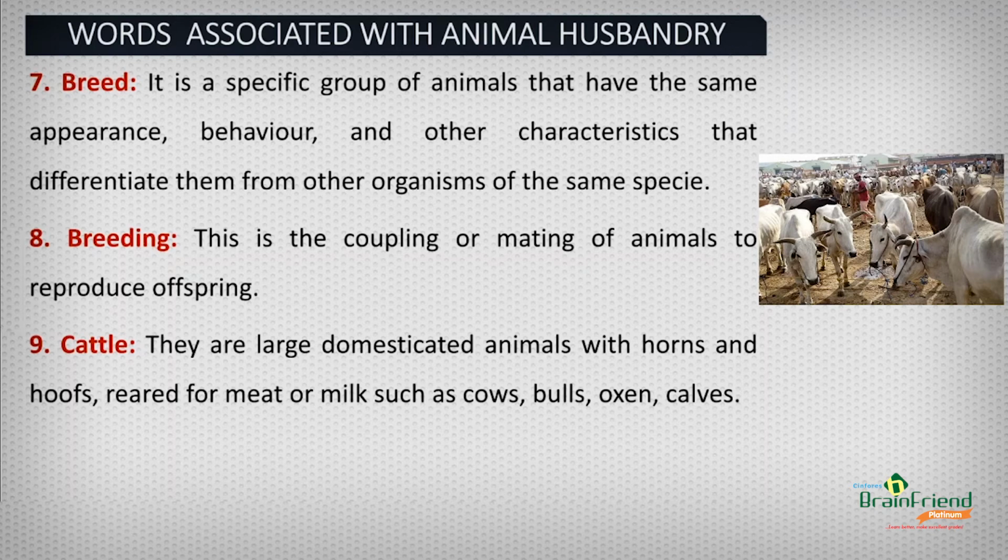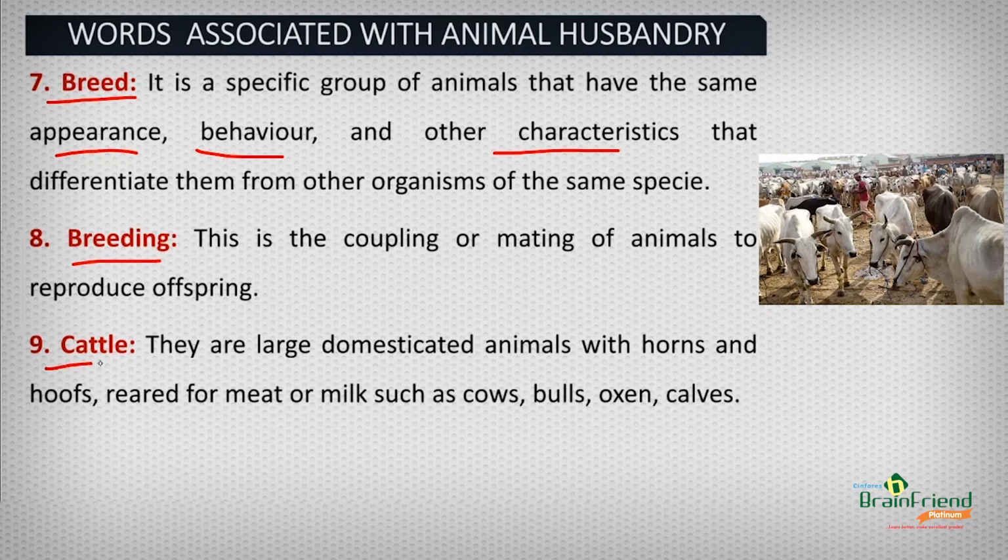Also, we have the word breed. This is a specific group of animals that have the same appearance, behavior, and other characteristics that differentiate them from other organisms of the same species. Next, we have breeding. This is the coupling or mating of animals to reproduce offspring.